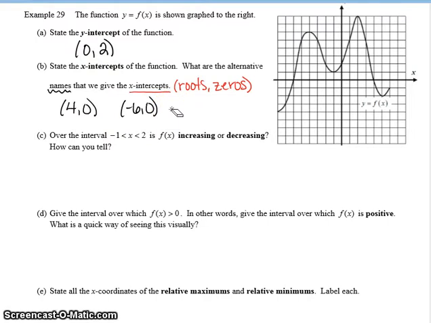Part C. Over the interval, they want you to look at when x is negative 1 all the way to 2. So here's negative 1 all the way to positive 2. And it wants to know, is that increasing or decreasing? Look at this graph right here. Over the interval from negative 1 to 2, it is clearly increasing. How can you tell? Well, the y values are going up.